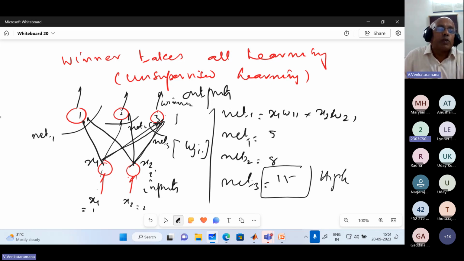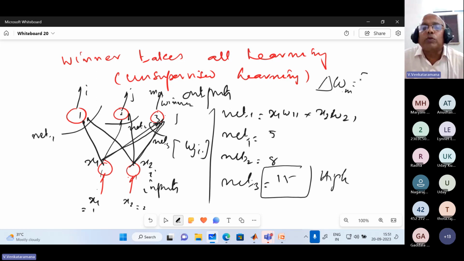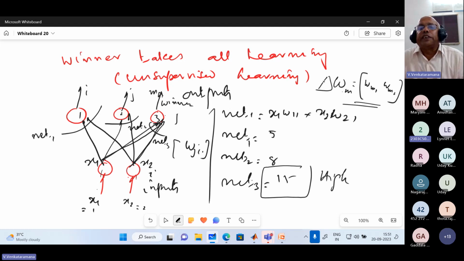Then in unsupervised learning, how to compute the change in the weight expression, that is the delta W expression. Suppose this is the ith node, this is the jth node, this is the mth node, for example. M is the winner. Then how many weights are there? Only 2, Wm1 and Wm2, we will update. In total there are 3 into 2, 6 weights, but I will update only the winner weights, only 2. These 2 will update.